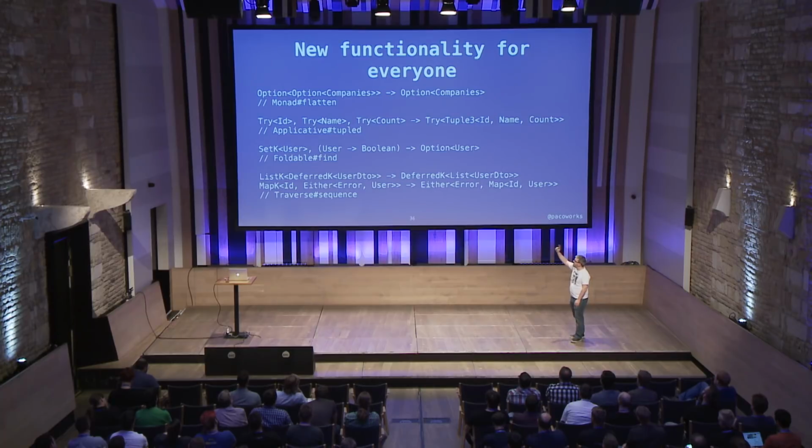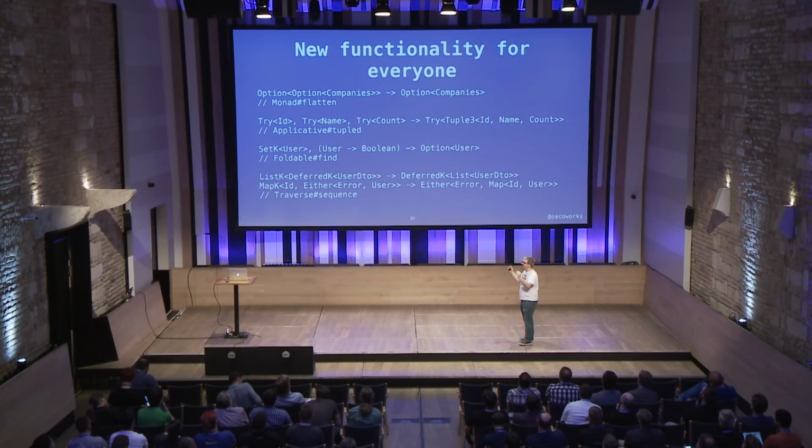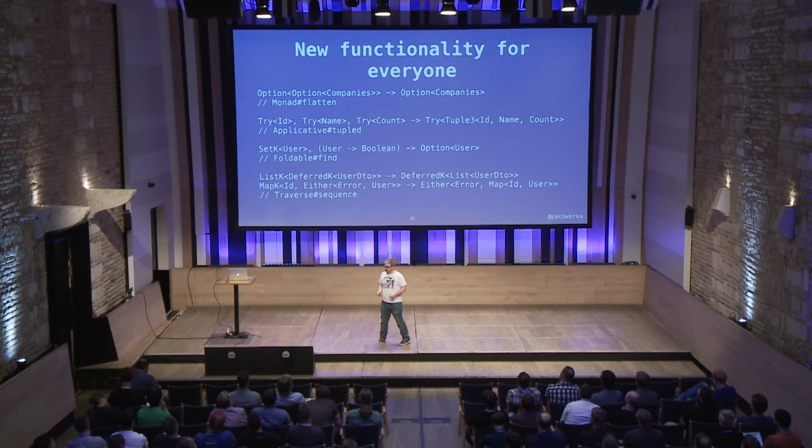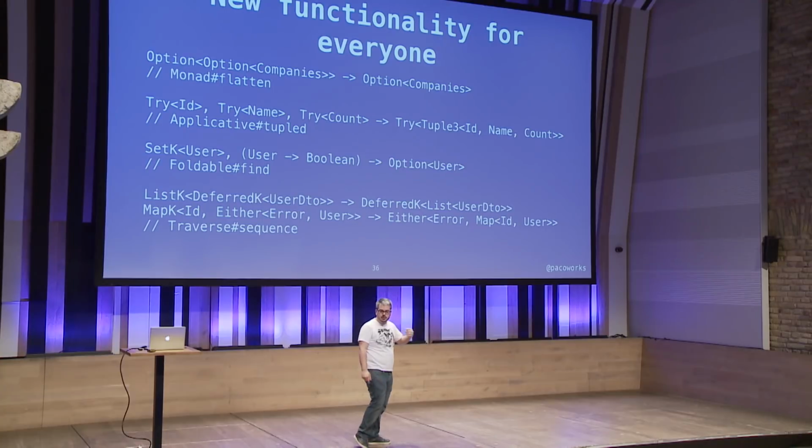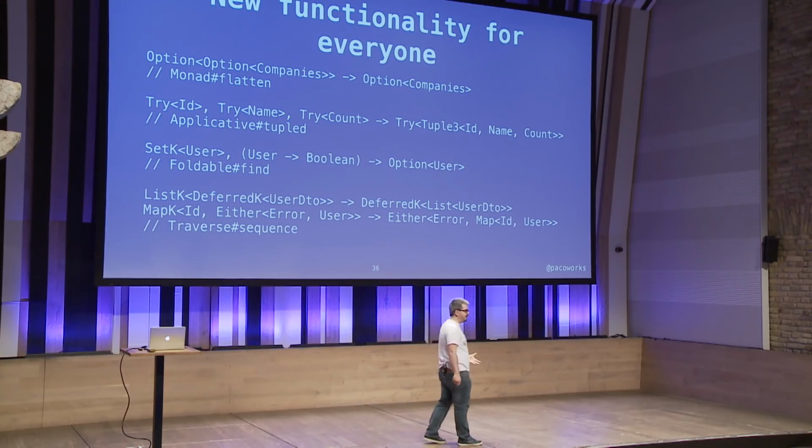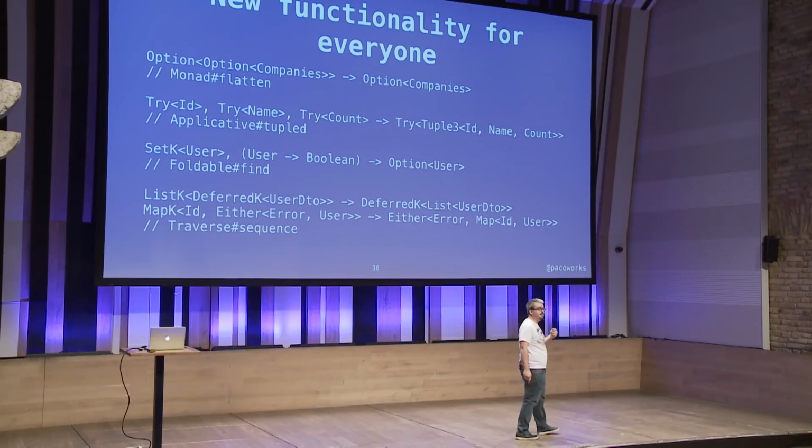Let's say you have a try of ID, a try of name, and a try of count, and you're going to put the 3 of them together. But if one of them fails, you want the whole thing to fail. So basically, you're aggregating 3 different values, executing them, or unwrapping them, and then aggregating the results as a tuple. That's called an applicative, is the name of the extension interface, and the function that you want to call is called tupled. Let's say you have a set, and the set actually has a search function. So it goes from user to Boolean, and then you get an option of a user. We can give you that function, as long as your set is implementing foldable.